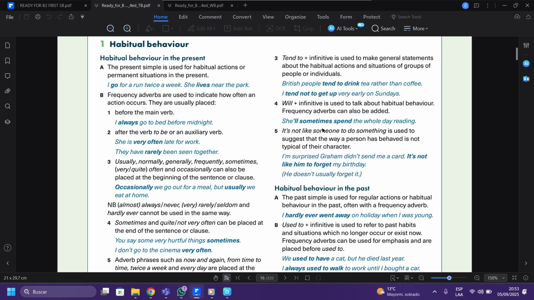And we have number 4. The auxiliary verb "will" plus the infinitive is used to talk about habitual behavior. Frequency adverbs can also be added in this part. For example, she will sometimes spend the whole day reading. As you can see, the frequency adverb is just after the verb "will", but before the main verb. She will sometimes spend the whole day reading.